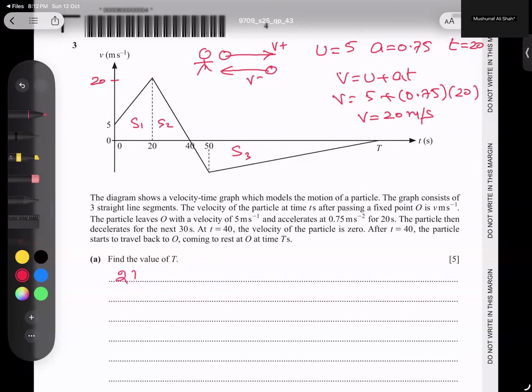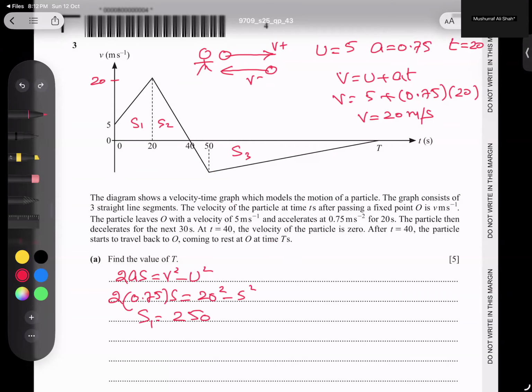So what is the formula? 2AS is equal to V square minus U square, and A, you know it very well, 0.75. S is the task. V, I just got it, 20. And you know U, 5. So by doing this, I can find S easily. So I will count S1: 20 to the power 2 minus 5 to the power 2, divided by 2, and divided by 0.75. I'm getting 250 meters. So this distance is coming to us 250 meters. Okay, done. What about S2?